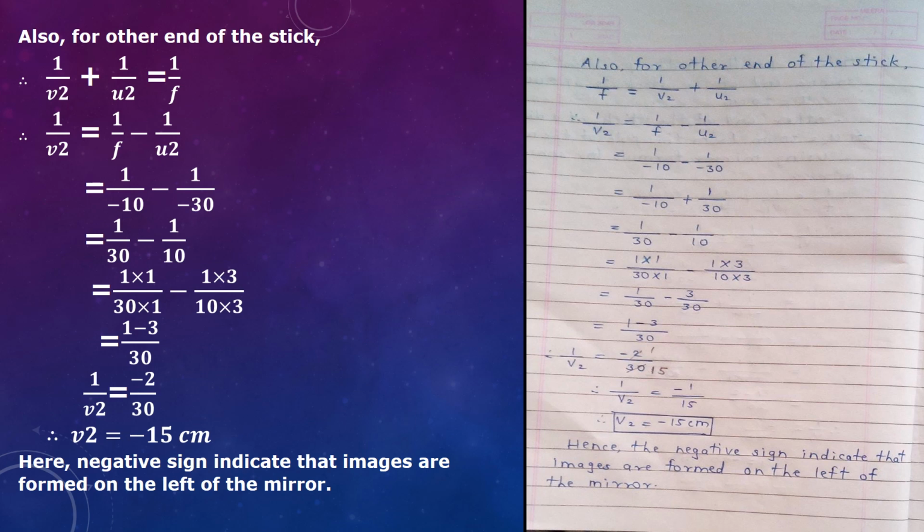Now 2 upon 30 we can divide: 2 ones are 2 and 2 fifteens are 30, and then it will become 1 upon 15. You can see this calculation on the right hand side of this page. Therefore, by taking the reciprocal of this, v2 is equal to negative 15 centimeter. Here the negative sign indicates that images are formed on the left of the mirror. In the case of v1 also and v2 also, the negative sign is there, so the image is at the left of the mirror.